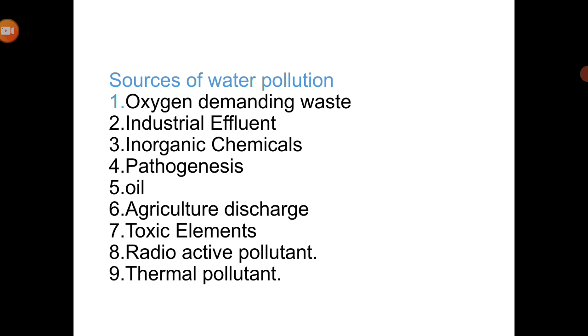The next one is oil. The main oil sources are machine and automobile waste. The oil pollution leads to reduction of sunlight transmission through water. Therefore, the photosynthesis process by marine plants is reduced. It also reduces the dissolved oxygen in water, causing damage to water birds and also animals.